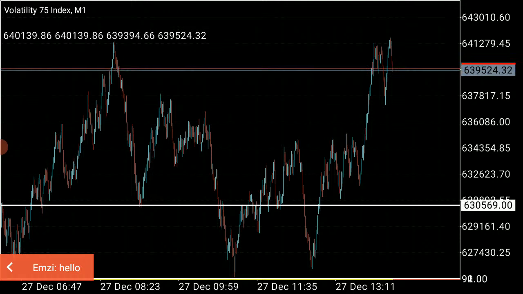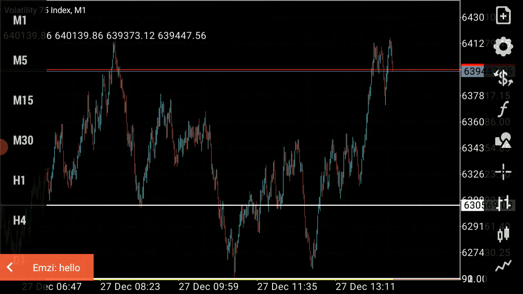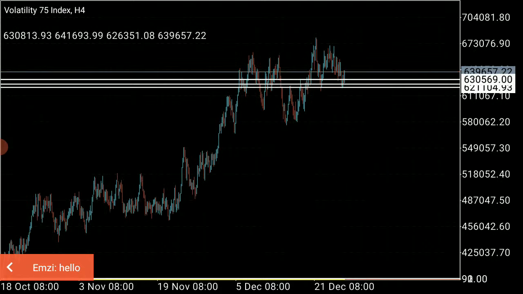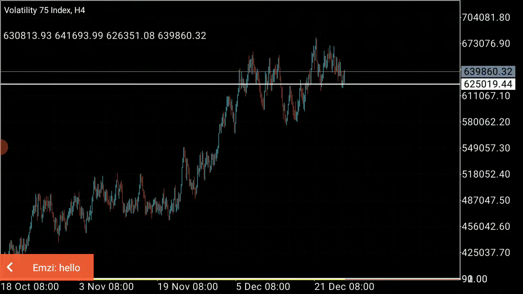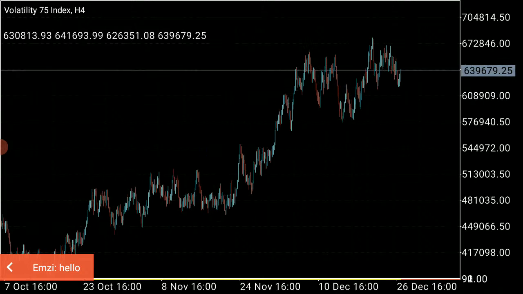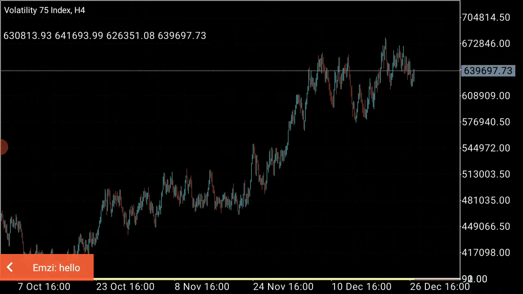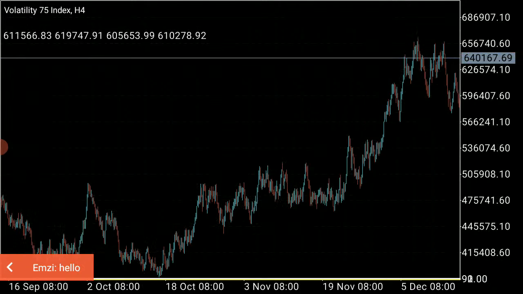So when you have zoomed your screen down to the lowest, the next thing you want to do is to go to a higher time frame. I want to remove all these things, so I will start completely afresh. So when you have gone to a higher time frame, you need to have a clean chart. Okay, a clean chart, just like mine right now.